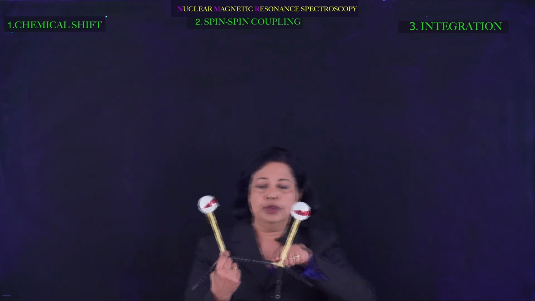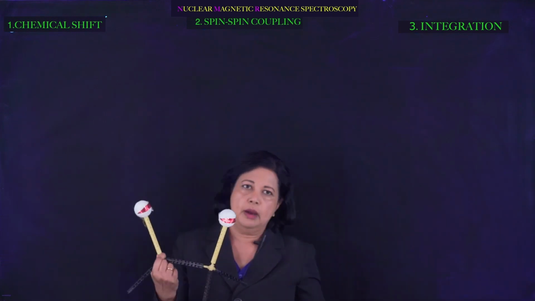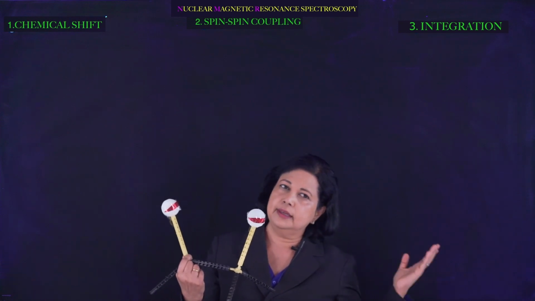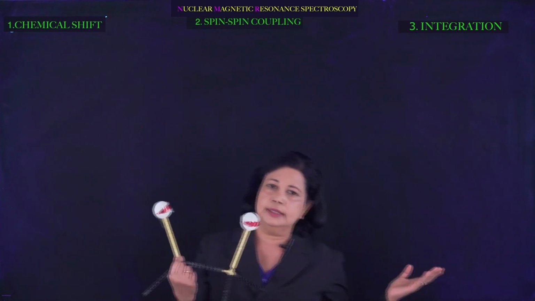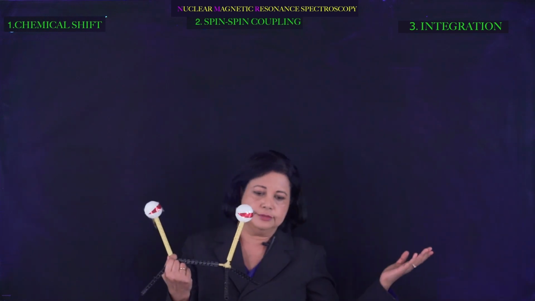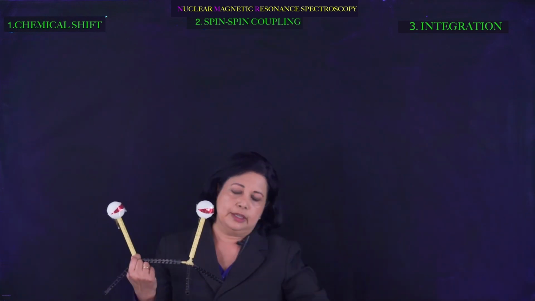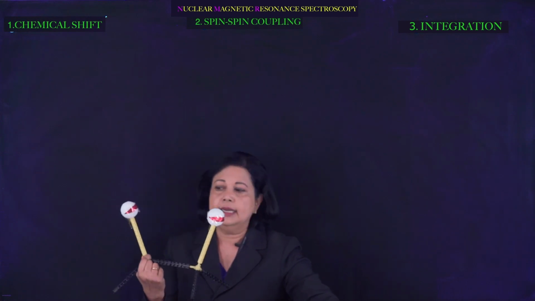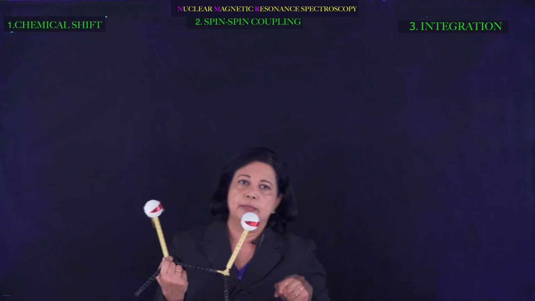You can have 3 bonds. In vinylic hydrogens, you can have 2 bonds. And in allylic, you can have 4 bonds. Typically, it doesn't really go beyond that. In some benzenes, you may have para coupling, which is actually 5 bonds. But other than that, most of the ones that we look at are 3 bonds apart.